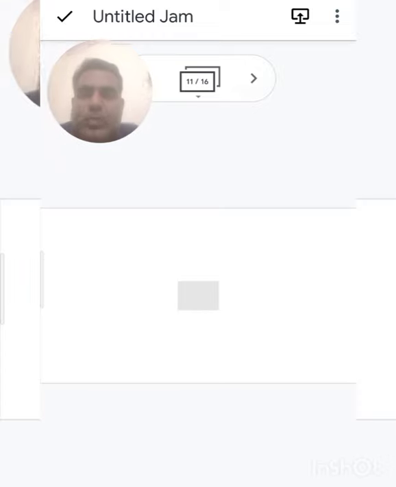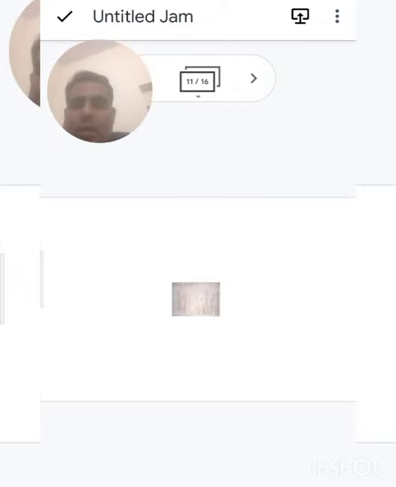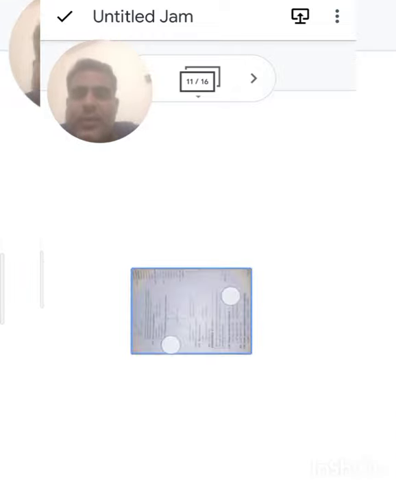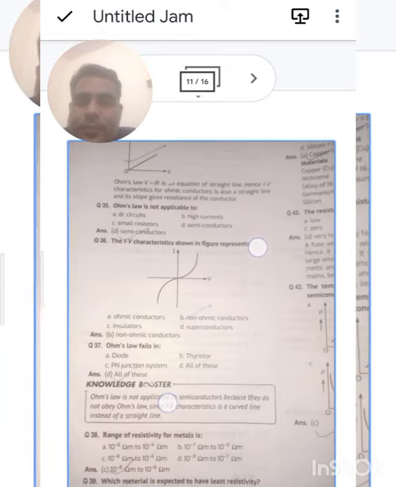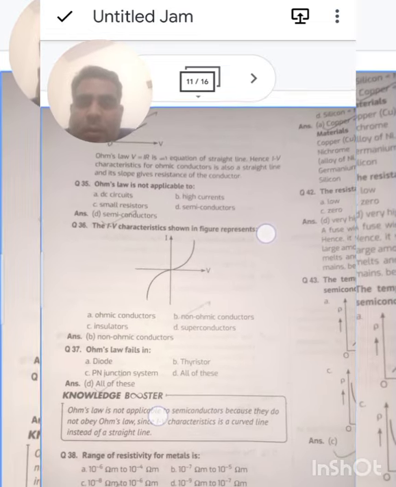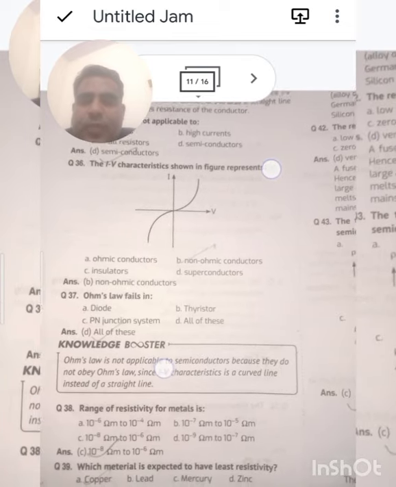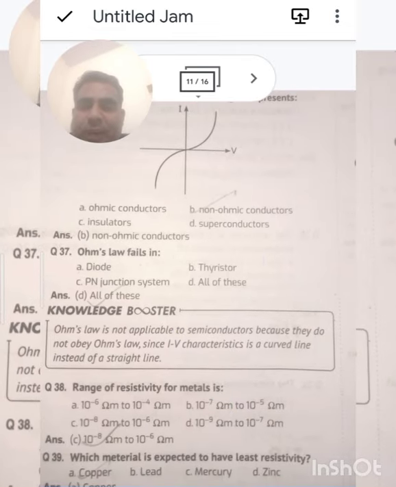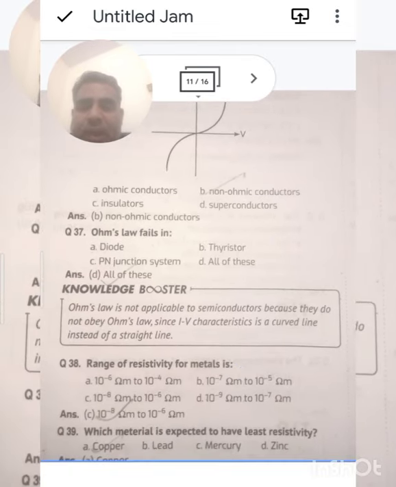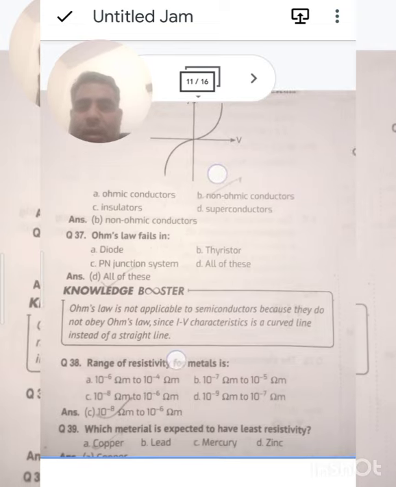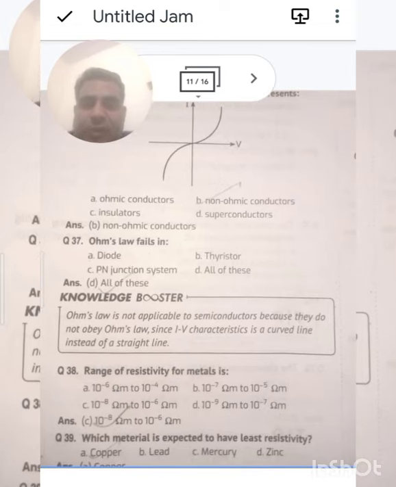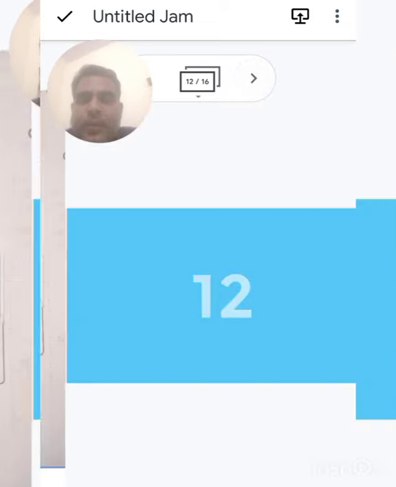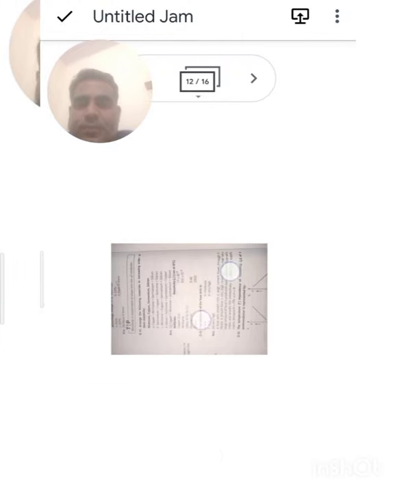Now moving to the next one. It says that it is non-ohmic. Ohm's law fails in, important question, Ohm's law fails in diode, thyristor, as well as in PN junction system. So the answer is all of these. Range of resistivity for the metal is 10 to the power minus 8 ohm meter to 10 to the power minus 6 ohm meter.